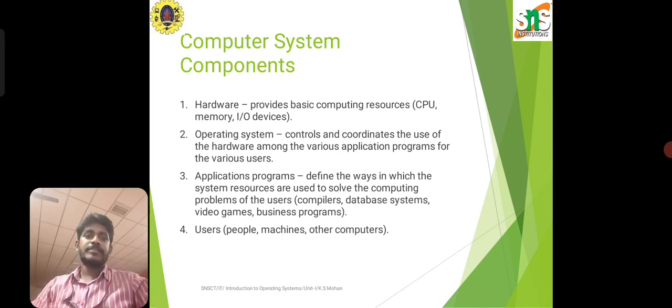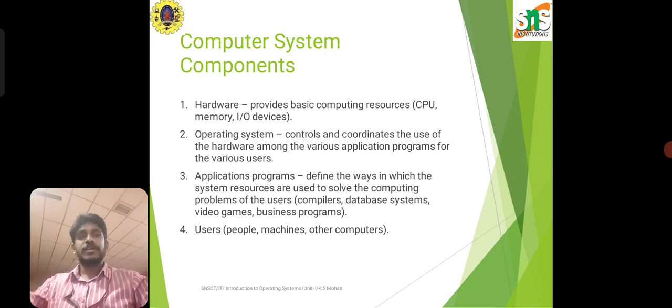So these are some application programs. For example, we have many database systems with collected data, and we have to handle that kind of data, so we use application programs. They define the way in which the system resources are used to solve computing problems. And the users are the end users using the system: people, machines, and other computers. These come under the computer components.